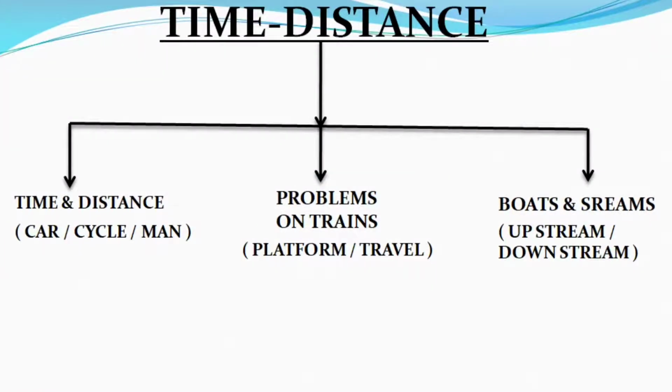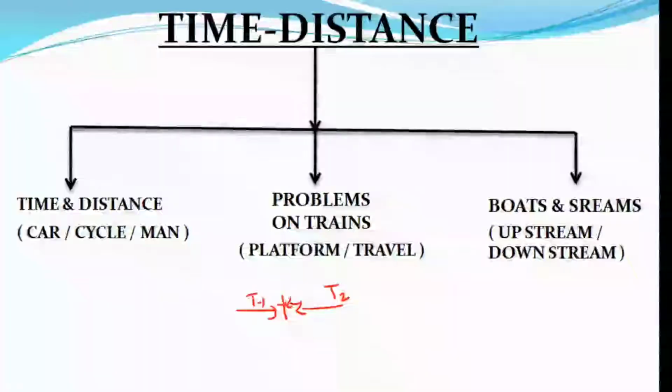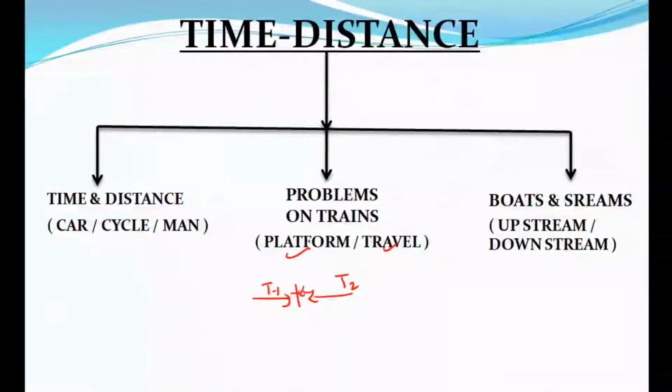Then the second model, problems on trains. You will see questions like two trains crossing, for example train 1 and train 2, proceeding towards each other, moving in the same direction or opposite direction, or a train crossing a platform. It is completely based on trains. This type of question comes under the category problems on trains.